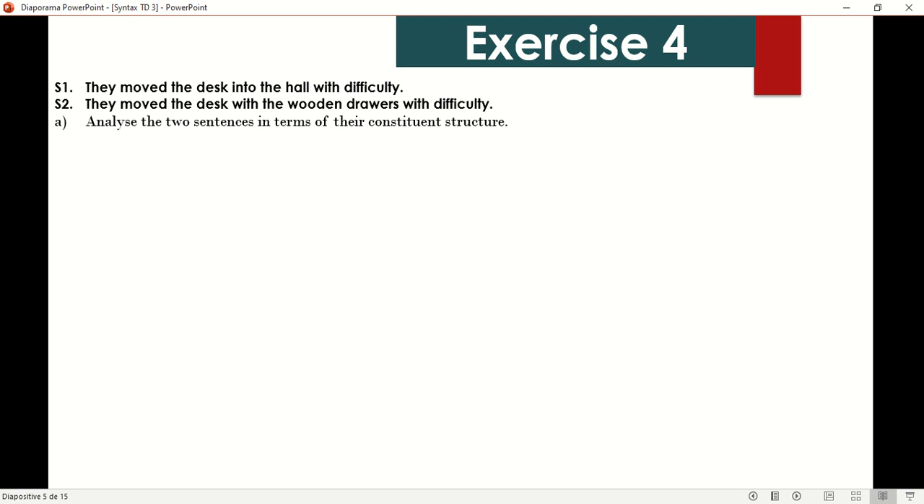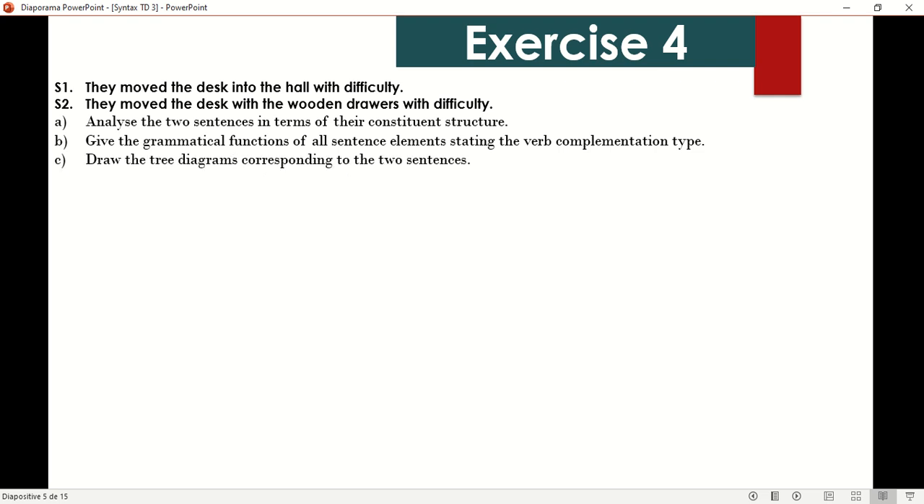We give their constituents and their types, and we give the grammatical functions of all the sentence elements, stating the verb complementation type. Is it subject plus verb plus object, SVO for example, is it an SVC, an SVOC, etc.? You've studied this in grammar in your second year. And finally, we are going to draw the tree diagrams to show the difference in structure between the two sentences. Let's start by answering A and B together, giving the constituents and their functions.